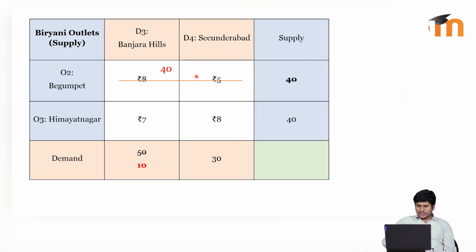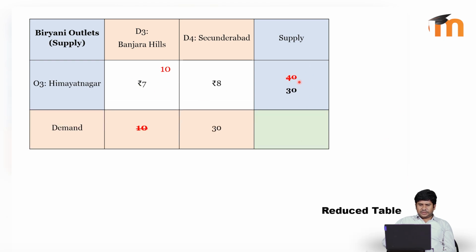Next, see, I have cancelled this row, and the reduced table is this, 7, 8. I have the supply value 40, and demand values 10 and 30. Now again, the corresponding supply value is 40, the corresponding demand value is 10. 40 minus 10 is 30, because 10 is the least value, I am allocating 10 in this cell. Now what do I need to cancel? This 7 will be cancelled, right? Cancelled.